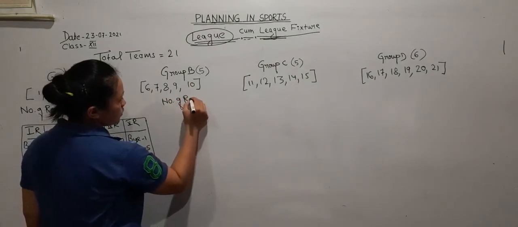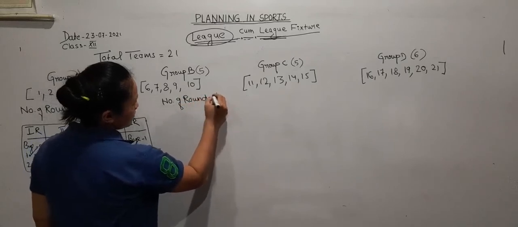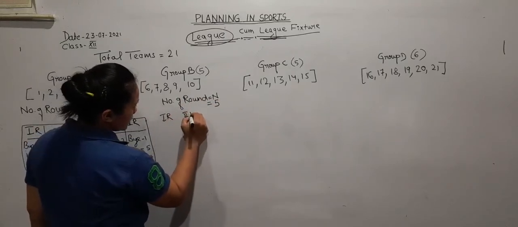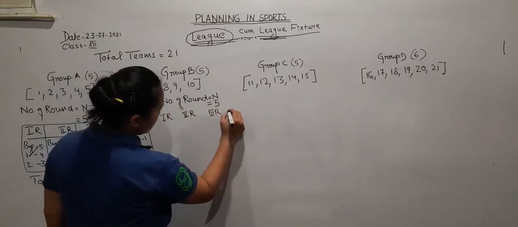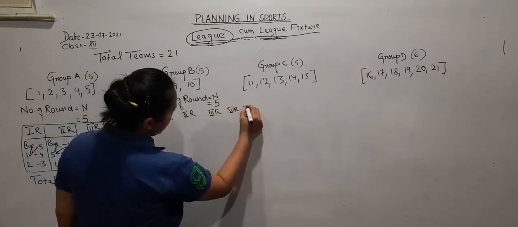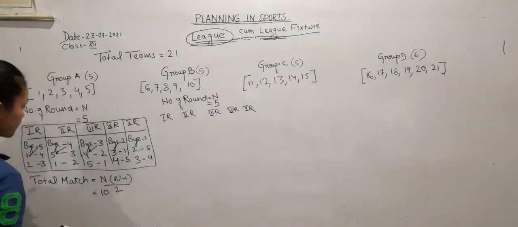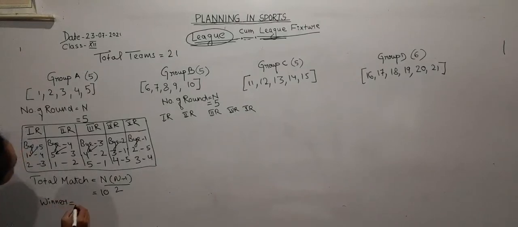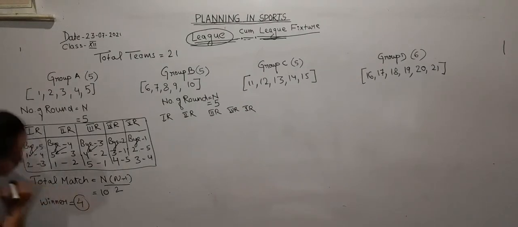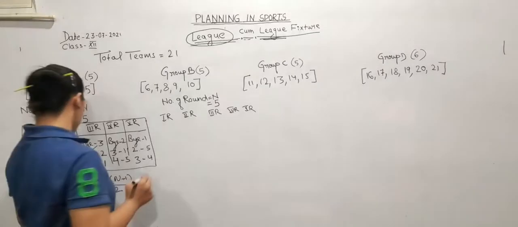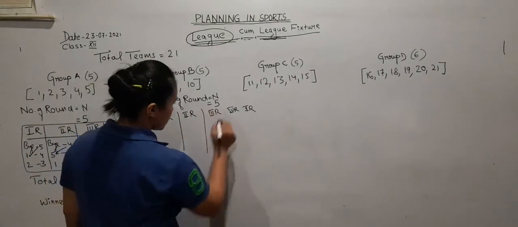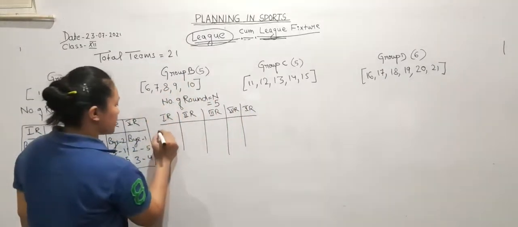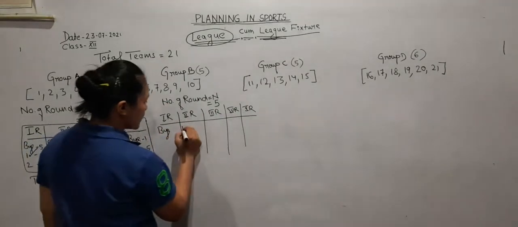Number of rounds is n, means there will be 5 rounds. First round, second round, third round, fourth round and fifth round. Let the winner of this round be 4. 4 is the winner. Okay, decide the winner also. Five is an odd number, give 1 bye.